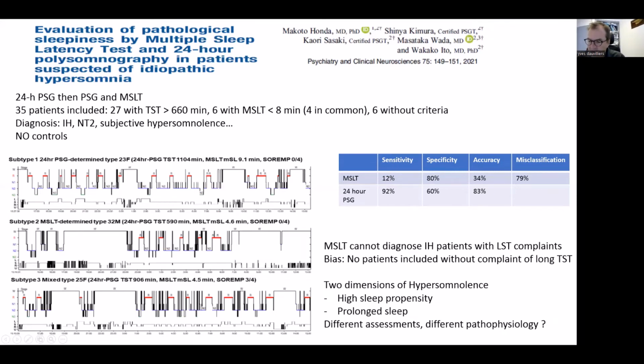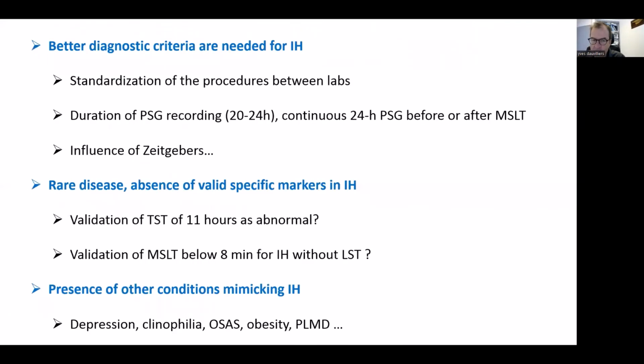So there's different assessment, different pathophysiology with 2 dimensions, as I started with high sleep propensity, so sleepiness, and prolonged sleep duration at night and during the day. So we need better diagnosis to standardize the procedure between the labs, the duration of the recording, to do the continuous recording before or after MSLT, and the influences of physical activity, light, internet, so a lot of confounding factors.